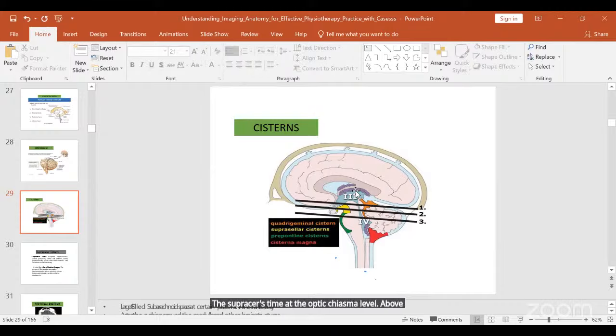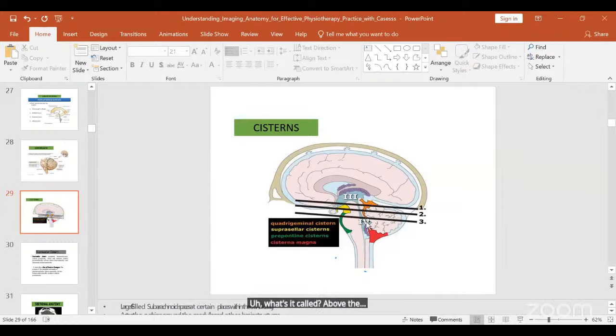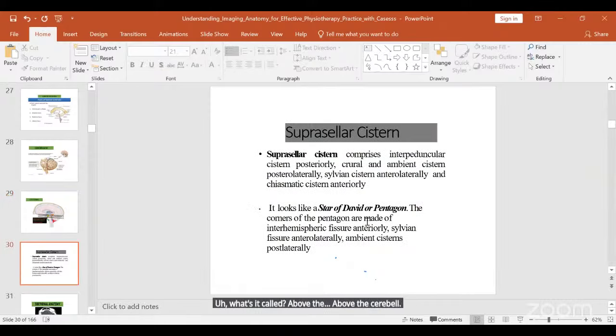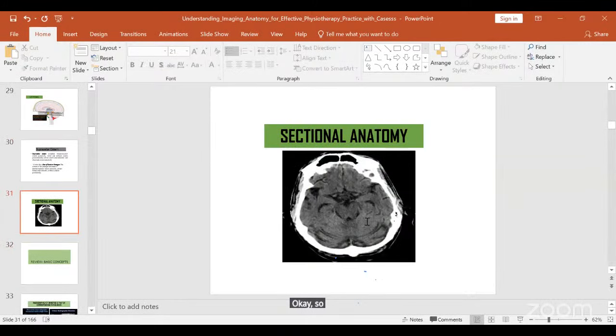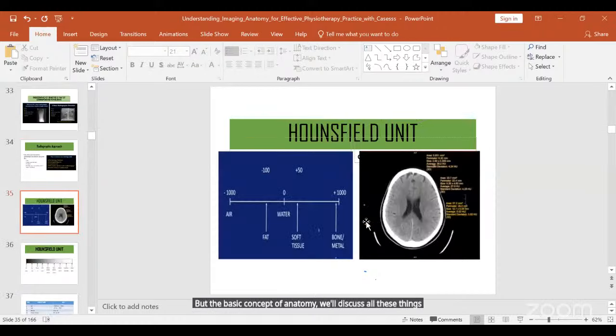and then the quadrigeminal cistern above the, what's it called? Above the cerebellum. Okay, so let's know. So we will discuss now. Let's go up now to discuss the anatomy. But the basic concept of anatomy, we'll discuss all these things, isn't it? Okay. So what do we need here?